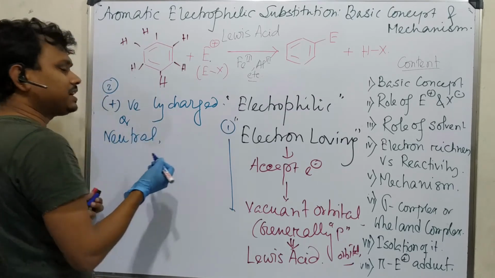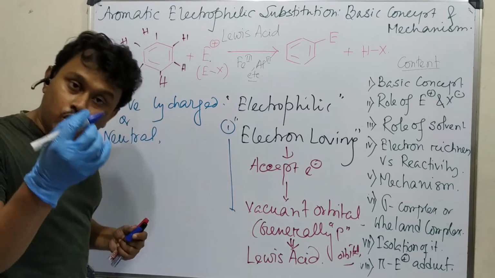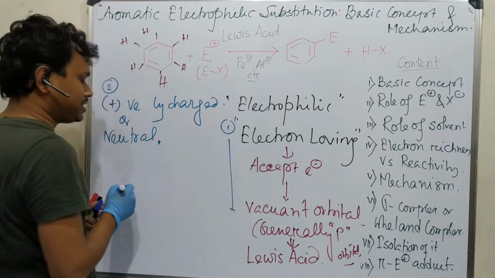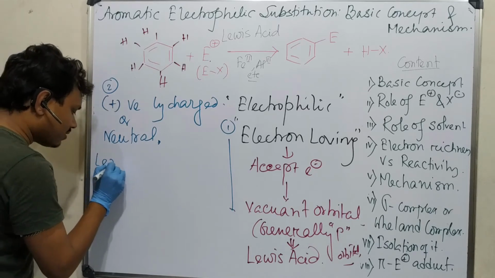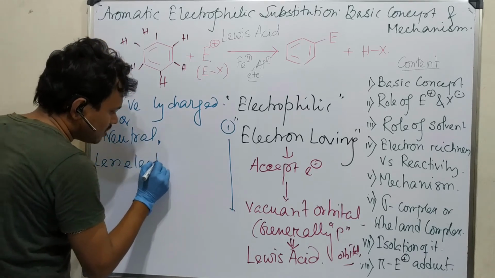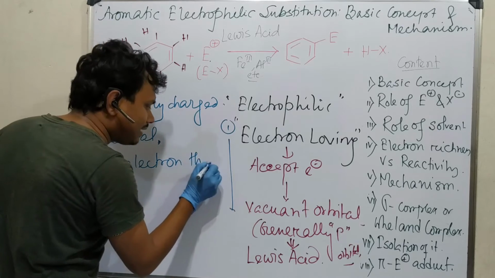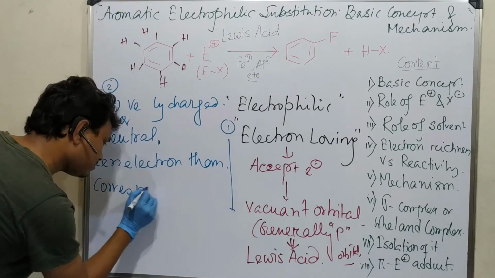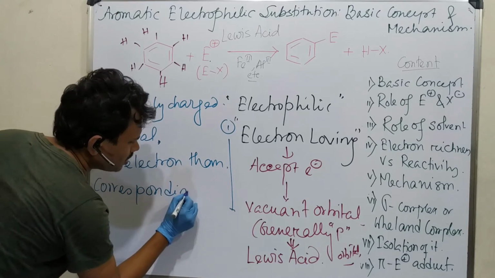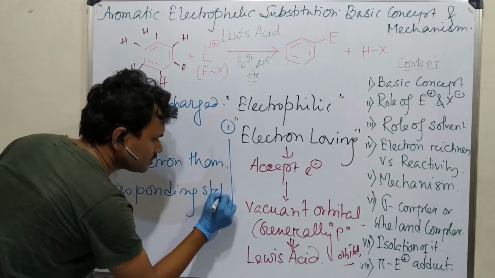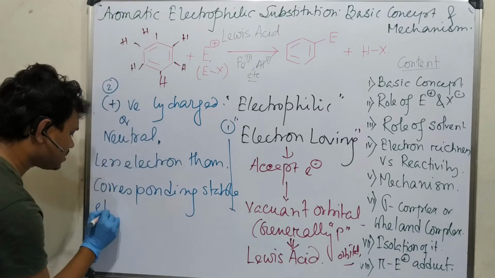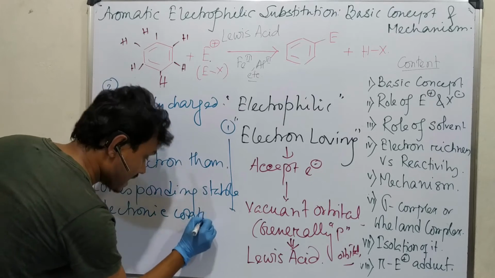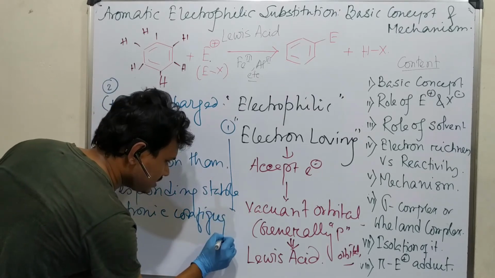If neutral, they are deficient in electrons. Electron deficient means less electrons than the corresponding stable electronic configuration. I have to explain this a little bit.